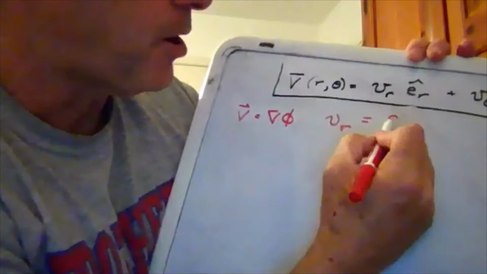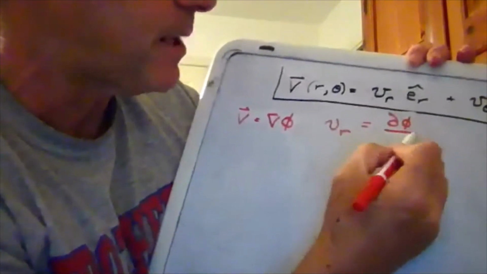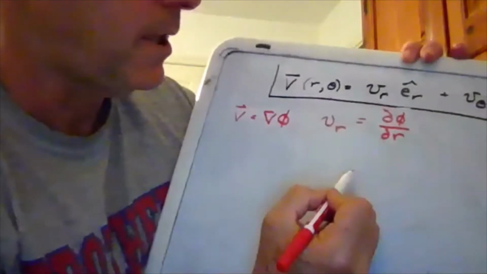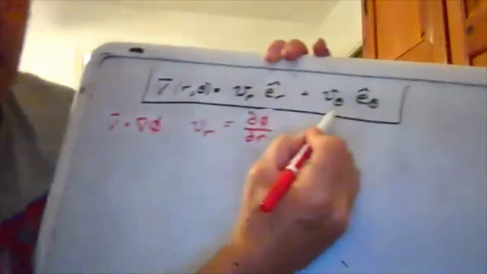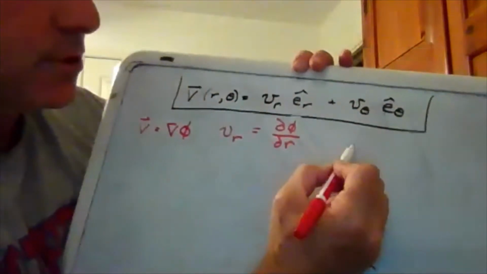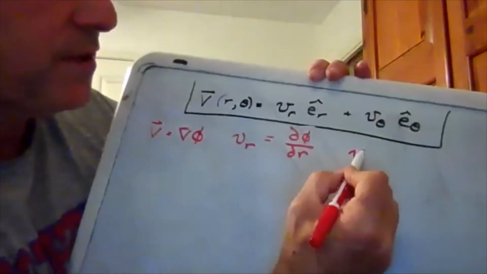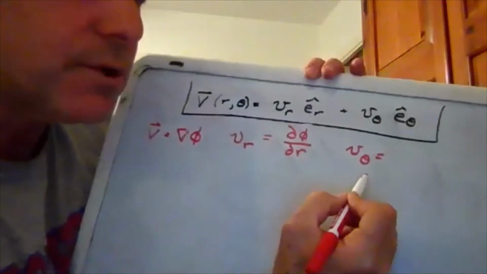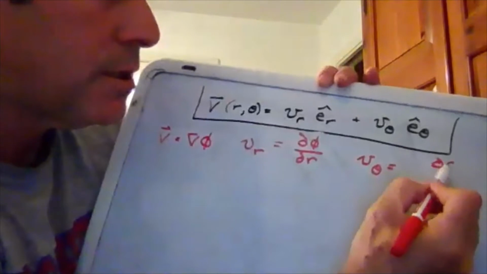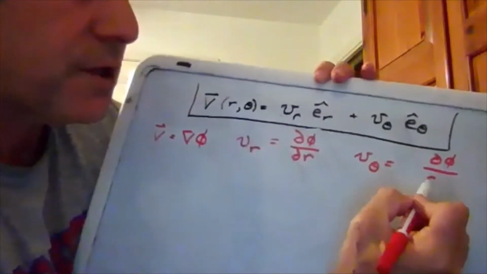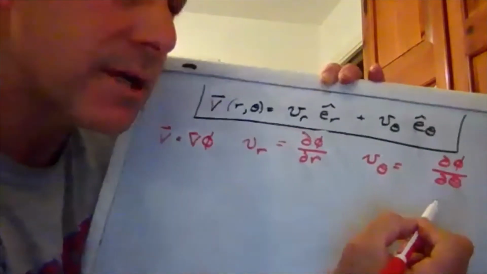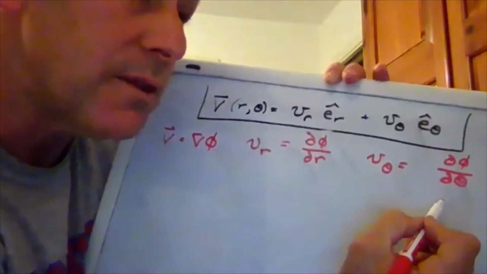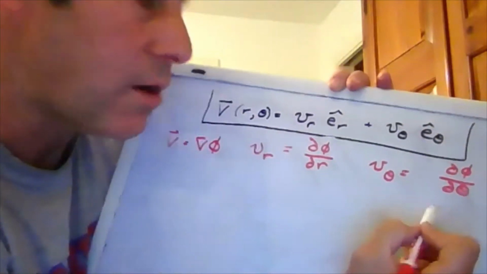You're going to do the partial of the potential function with respect to r. How are we going to get the velocity component in the angular direction, or in the theta direction, v theta? It would be so nice if it were just the partial of the potential function with respect to theta. But in addition, there is a 1 over r in there.